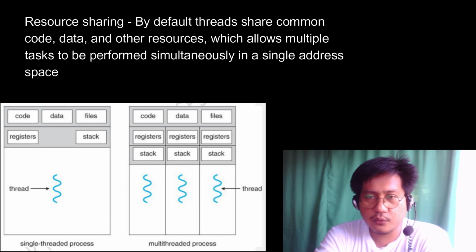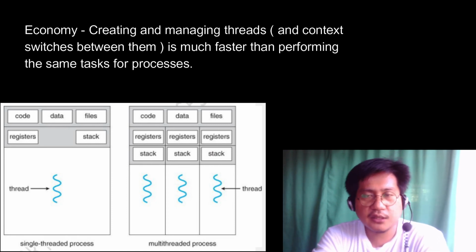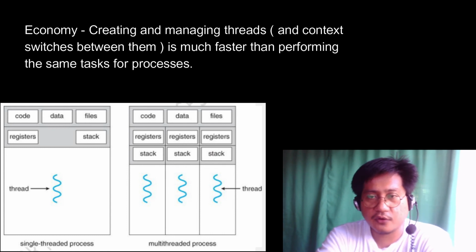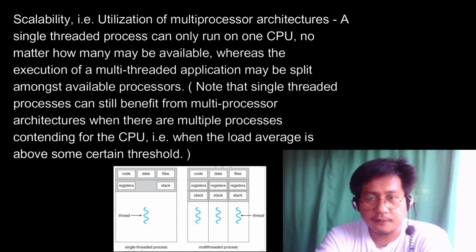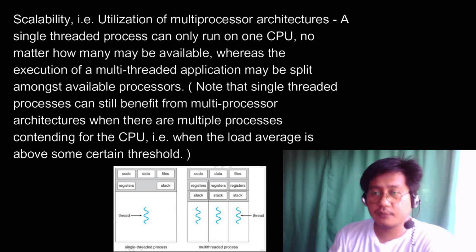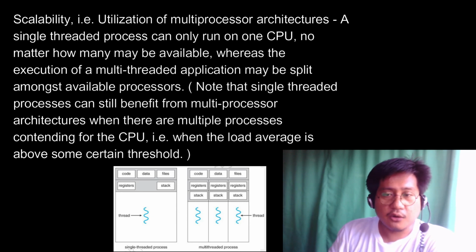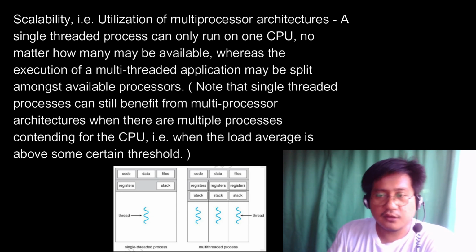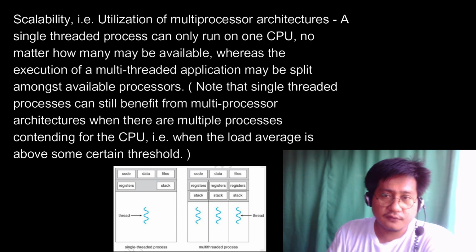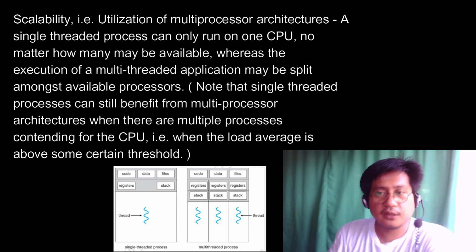It is also beneficial when we talk about economy. Creating and managing threads is much faster than performing the same tasks for processes. The fourth is scalability, the utilization of multiprocessor architectures. A single-threaded process can only run on one CPU, no matter how many may be available, whereas the execution of a multi-threaded application may be split amongst available processors.